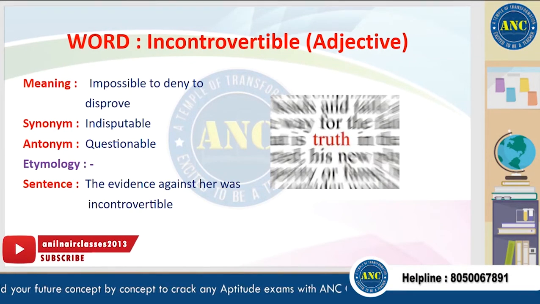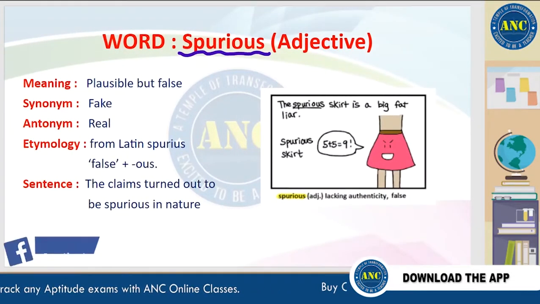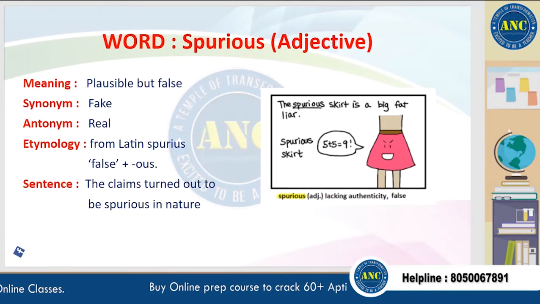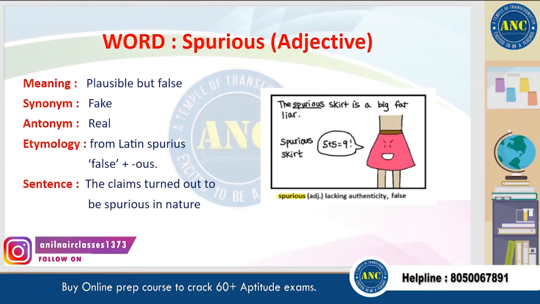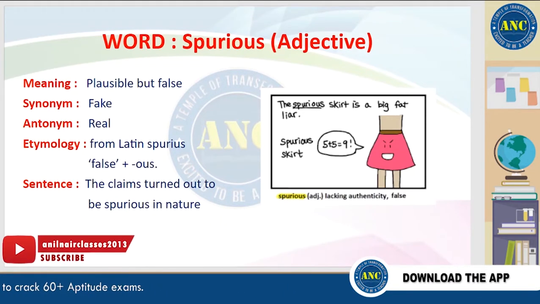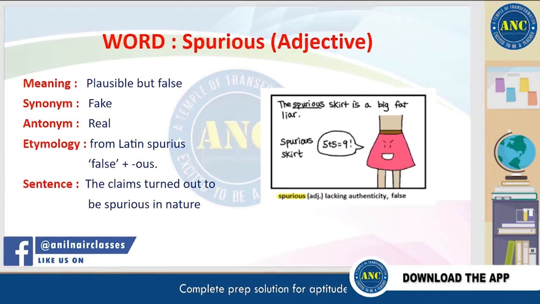Moving on to the next word, spurious. Spurious means plausible but false. A synonym for this word is fake and an antonym is real. It is derived from a Latin word, spurious, which means false. A sentence for this word is, the claims turned out to be spurious in nature.